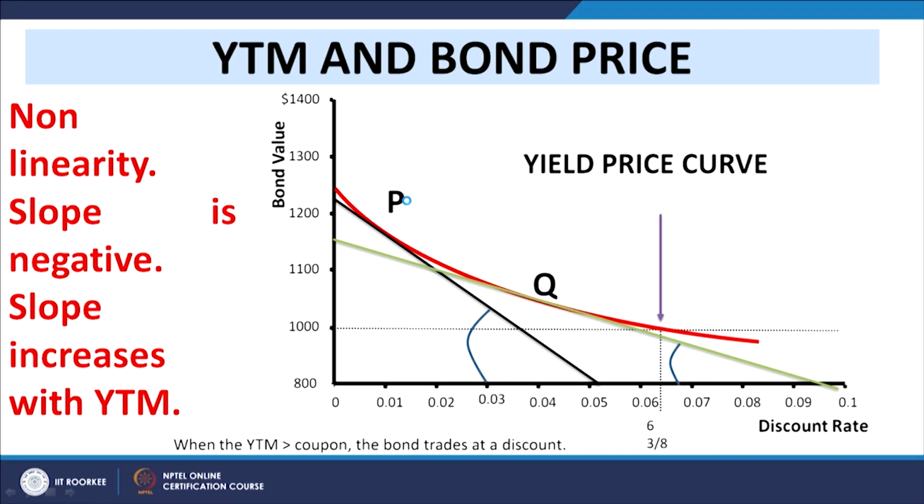So, that is the first inference, that the slope of the yield price curve is negative. Now, if you look at the slope at the point P and compare it with the slope of the curve at the point Q, you find that the curve has flattened out. What does it mean? It means that the magnitude of the slope has decreased. I repeat, I have used the word magnitude. Because the slope is negative and the magnitude of the slope has decreased as we move from the point P to the point Q.